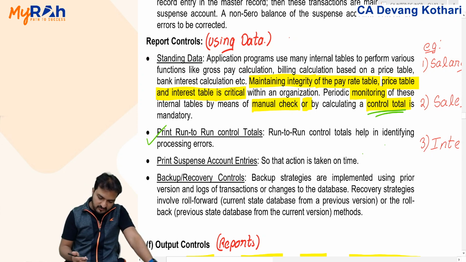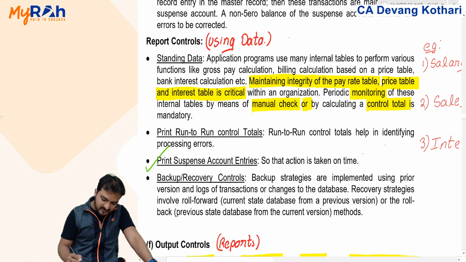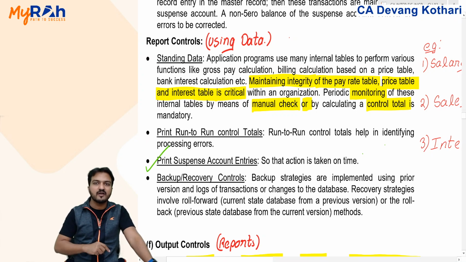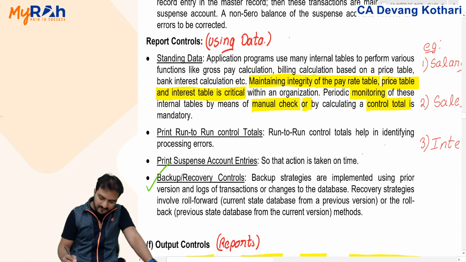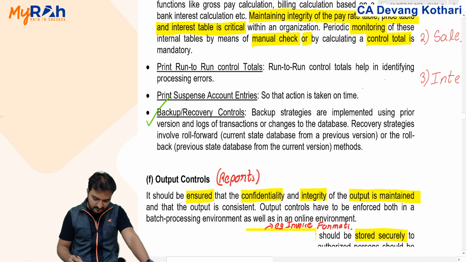Print run to run control totals. During a long process, run to run control totals should be printed. Print suspense account entries so that somebody can take a look at those entries and resolve them. Backup and recovery: regular backups should be taken, and recovery is also done when needed.